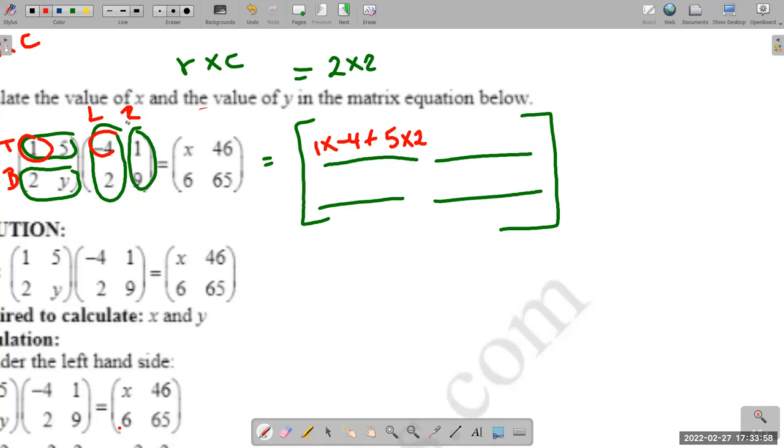Excellent. Let's do the top right now. So we're using the top numbers and the right numbers. So that would be what? 1 times 1. See it? 1 times 1 plus 5 times 9. Everybody following so far? Let me know before I continue. Because remember, you're trying to find the value of each position. These are the rules for multiplying matrices.